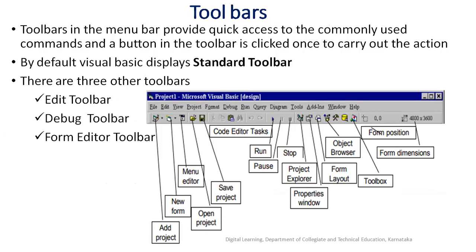Toolbars. The toolbars provide shortcut icons to commonly used menu commands. It consists of pictures called icons which represent commands. By default, standard toolbar is placed below the menu bar. Now the diagram here shows the standard toolbar and the various tools available in it.